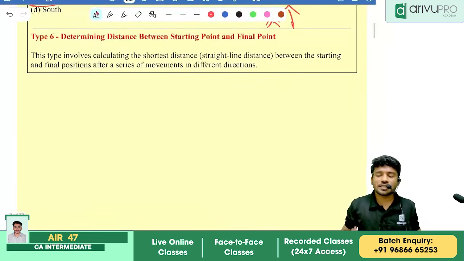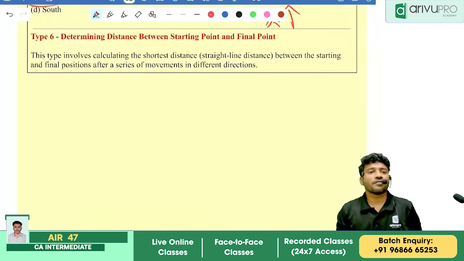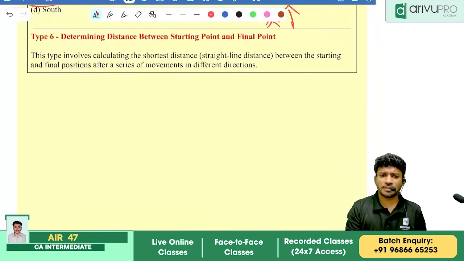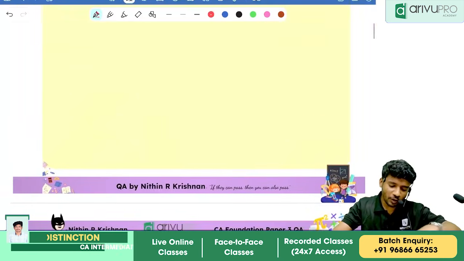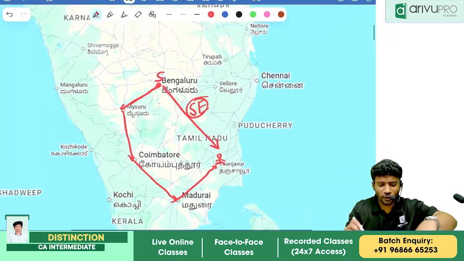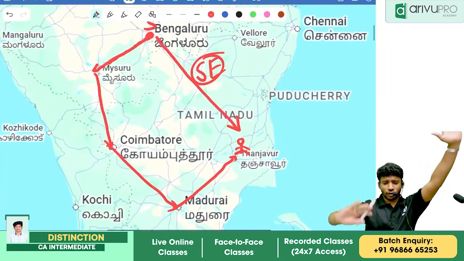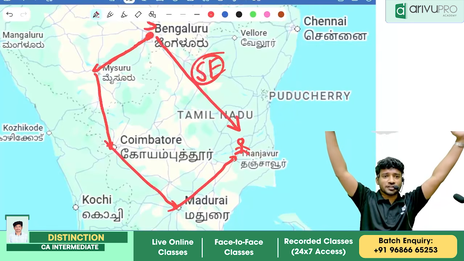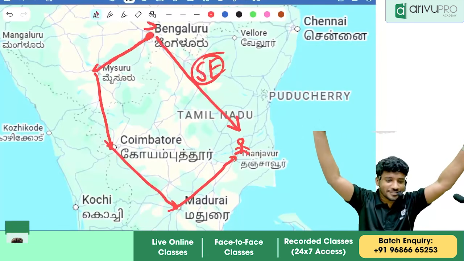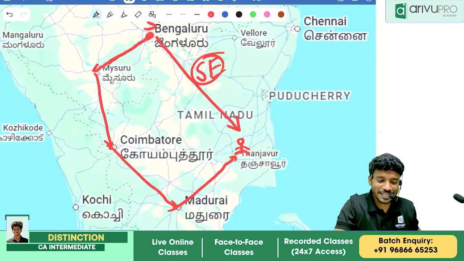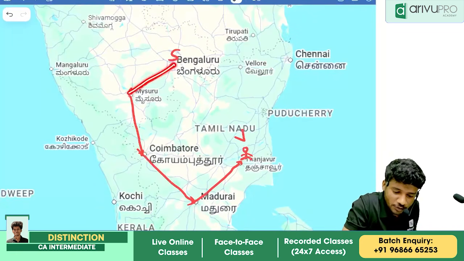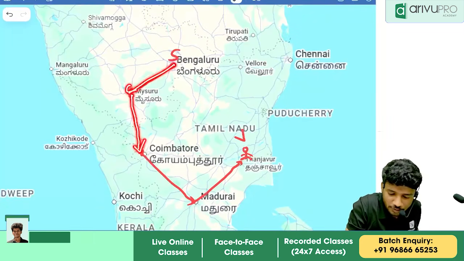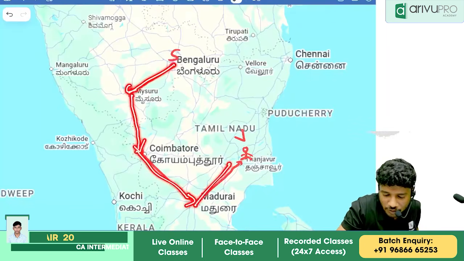Distance from the starting and final point. We already saw this. I already spoiled it, but again I'll solve it for you. Look at the question. We already told about going to Tanjavur to sing the song. Now the thing is, we went through which direction? South to this, then Mysore to Coimbatore, Coimbatore to Madurai, Madurai to Tanjavur.